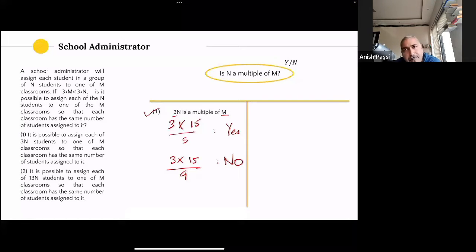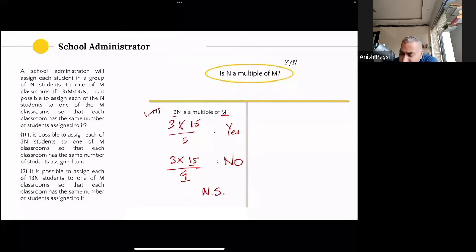Because 3n upon m is indeed an integer. 3n is indeed a multiple of m, but 15 is not a multiple of 9. Perfect. This is exactly what I was looking for. Therefore, statement 1 alone is not sufficient. I could reach here using other values also. Maybe some values which are simpler.